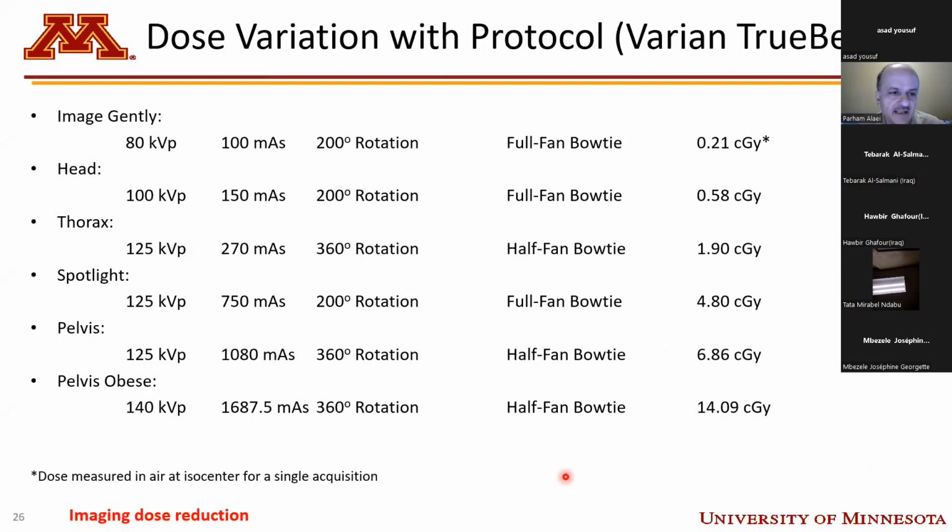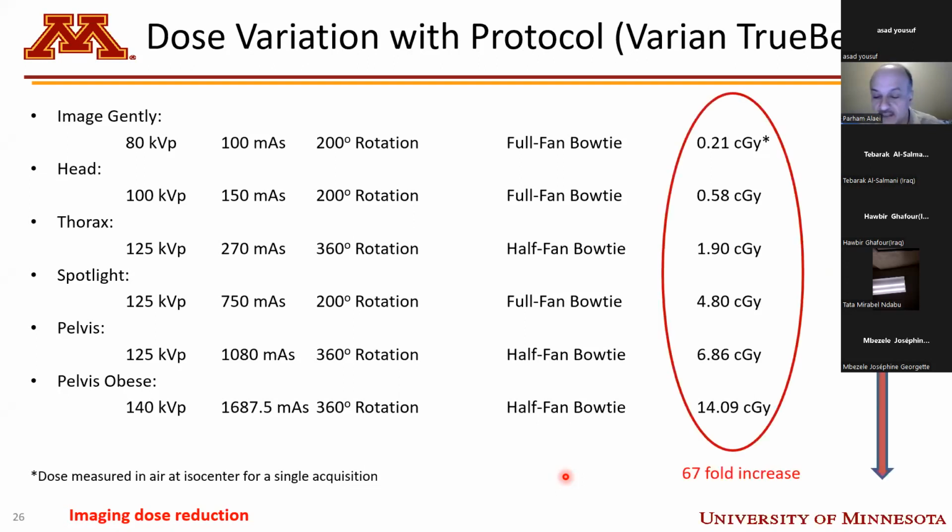Same thing for the Varian. This was on the Varian TrueBeam, again with the clinical protocols, and again a 67-fold increase in the dose going from the image gently to pelvis obese, which is the highest dose one. So always keep this in mind, and we always do ourselves, especially for pediatric patients, occasionally for the smaller patients. We don't have to use a high dose protocol.